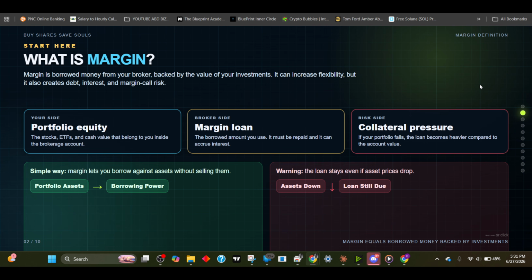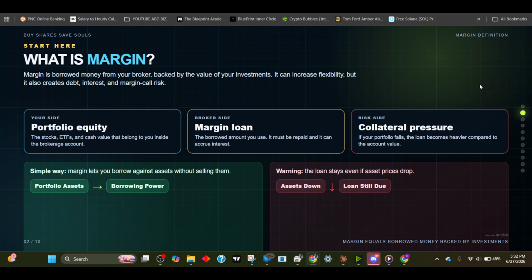In your broker, you will see when you want to withdraw, it'll say withdraw from margin or available for withdrawal. That essentially is your margin because you have no quote unquote cash because all your cash is invested into the market. So you're not selling any of your assets, but you can borrow up to a certain amount of what your holdings and your assets are.